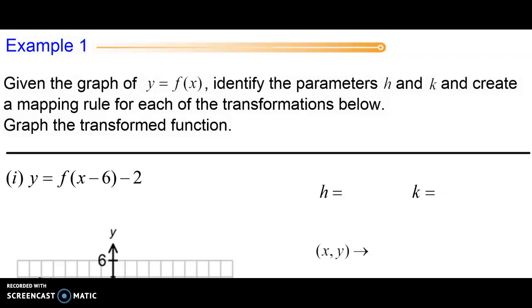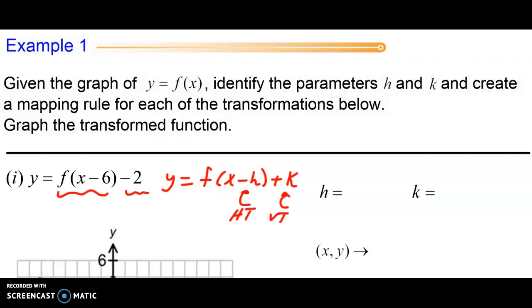This is example 1 in lesson 1.1, horizontal and vertical translations. When we look at the function f(x − 6) − 2, we are comparing that to the function f(x − h) + k. You have to remember that the h represents the horizontal translation and the k represents the vertical. Anything horizontal affects x, and everything vertical affects the y.